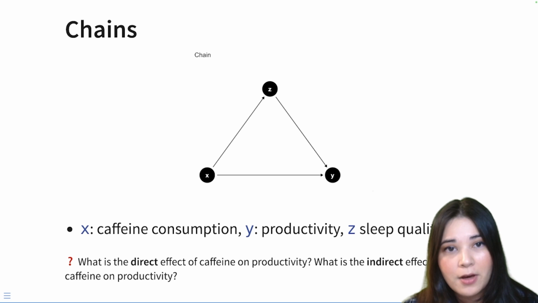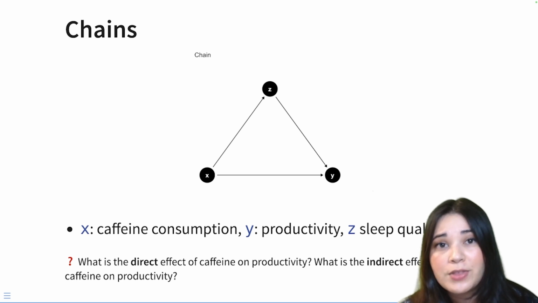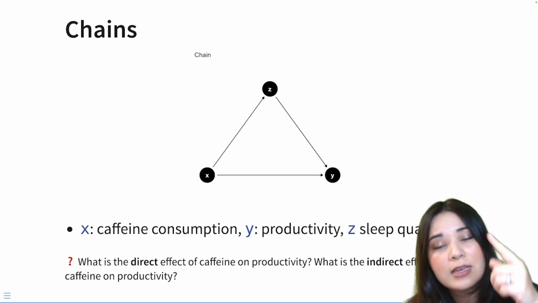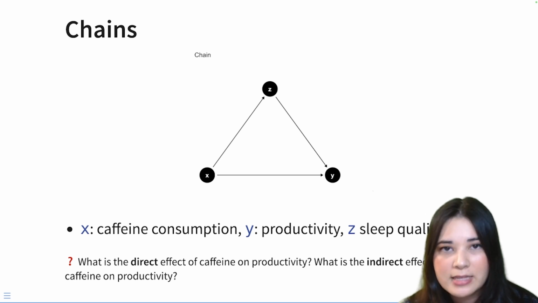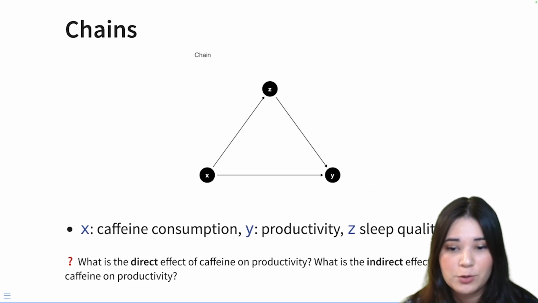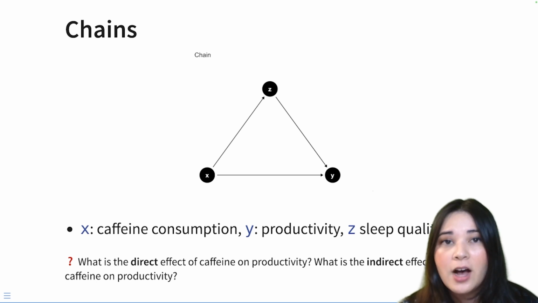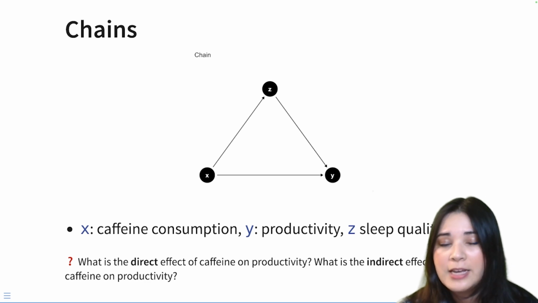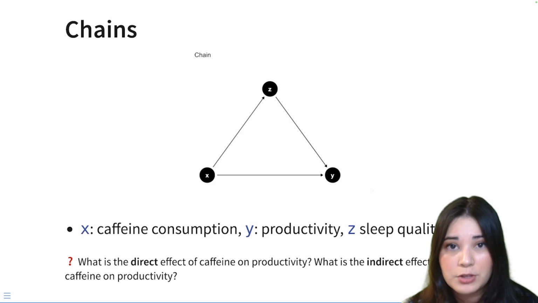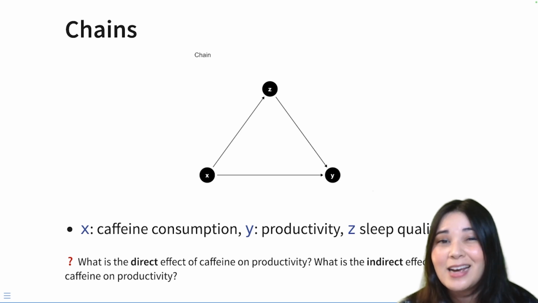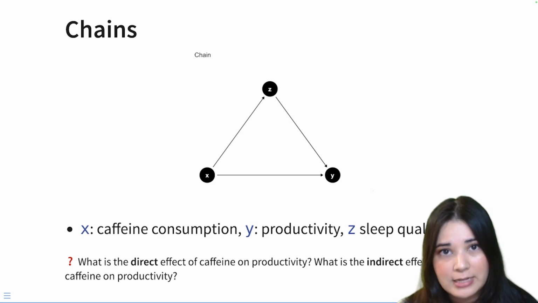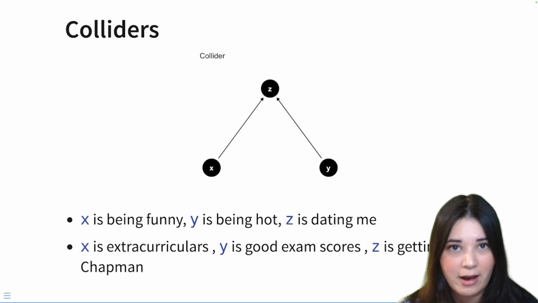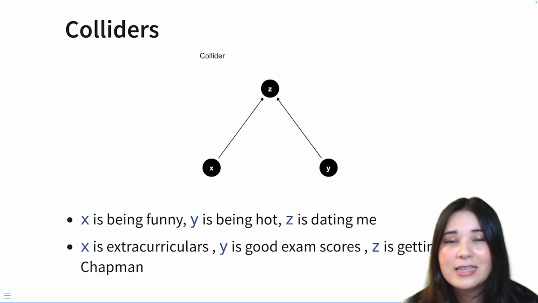We have the direct path of X causing Y, and also the indirect path of X going through Z to then cause Y. And this is an example of when we might want to differentiate between the direct and the indirect effect of caffeine on productivity. If you just wanted to know the direct effect of caffeine consumption on productivity, then you might want to control for Z, your sleep quality. However, if you want to know the entire total effect, including both direct and indirect, then maybe you don't want to condition on Z. The third type of path that's really common in DAGs is a collider.